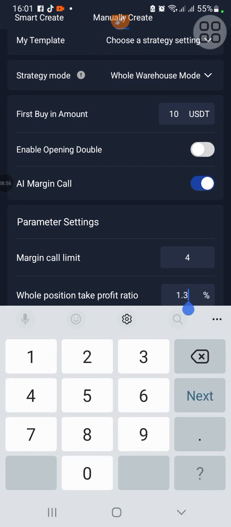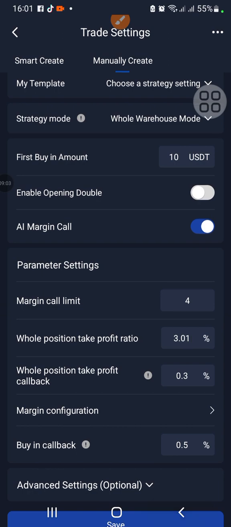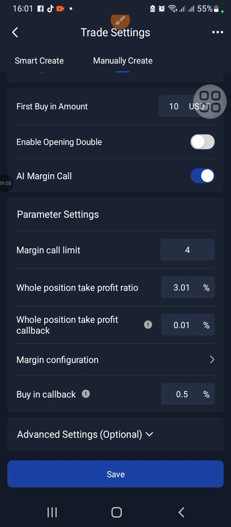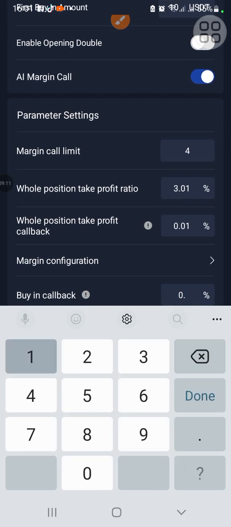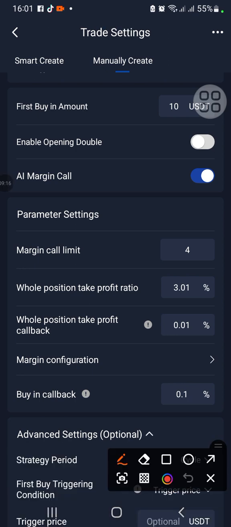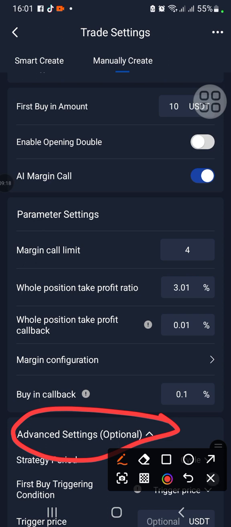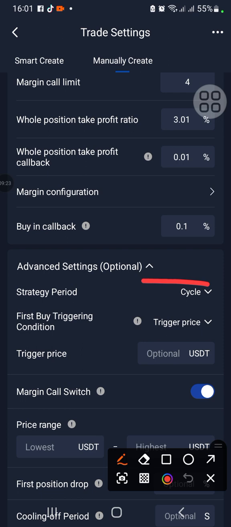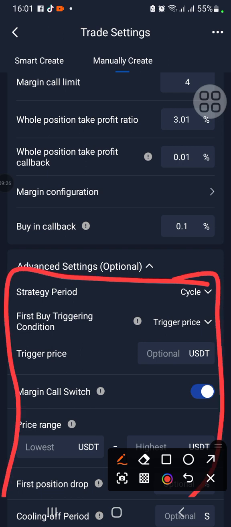Then I'm going to come here. Instead of 1.3, because it's a default setting, I'm going to apply 3.01. Then here I'm going to apply 0.01. Then here I'm going to apply 0.1, and I'm going to go to advanced settings. When you tap on advanced settings, it is going to bring you to this section.